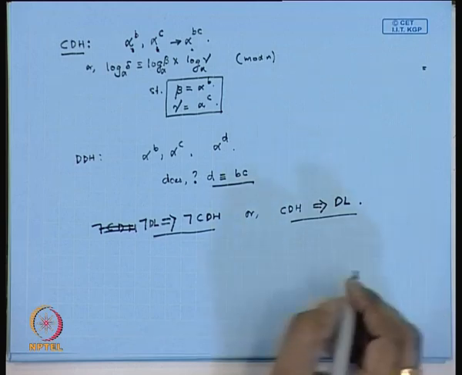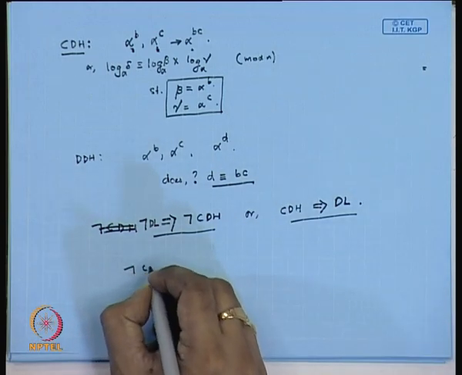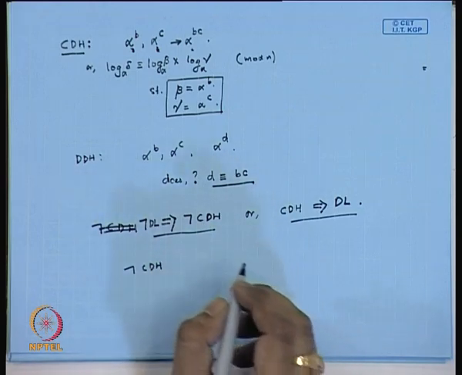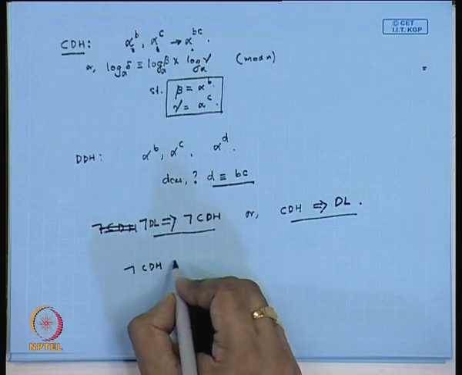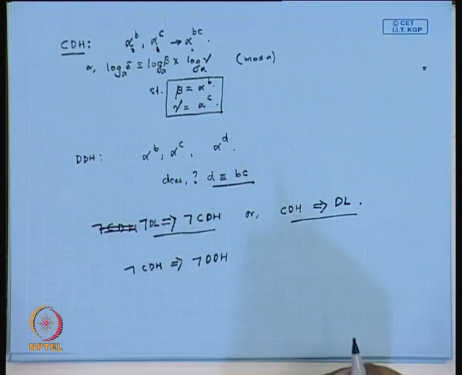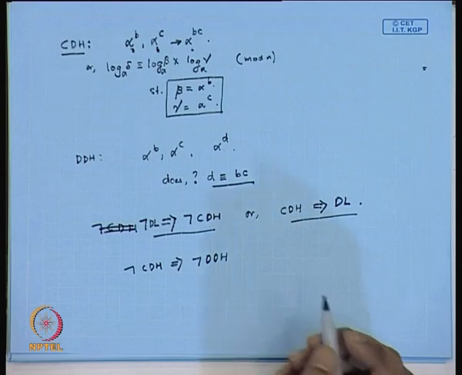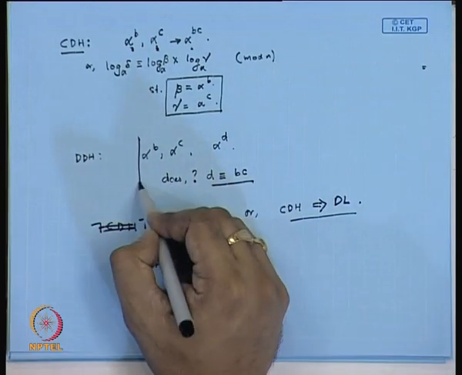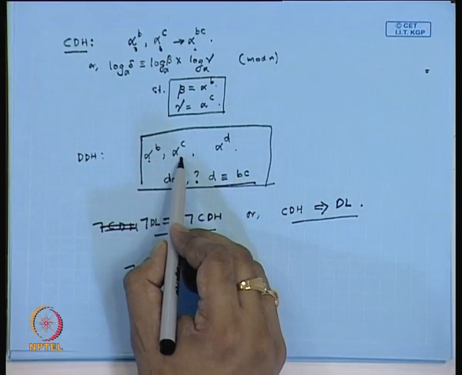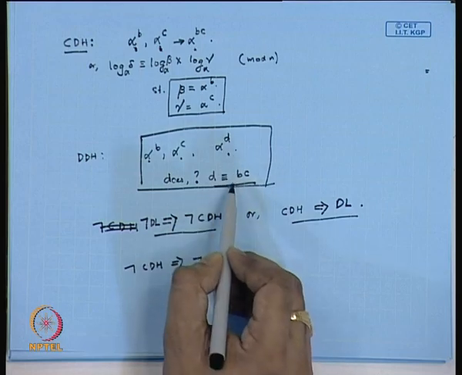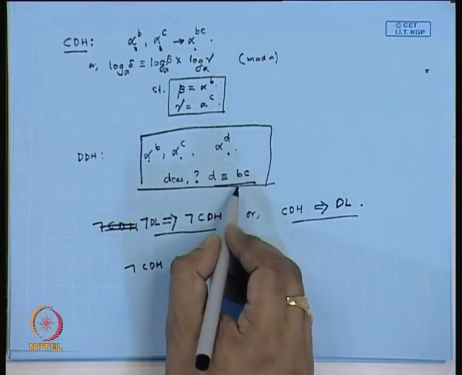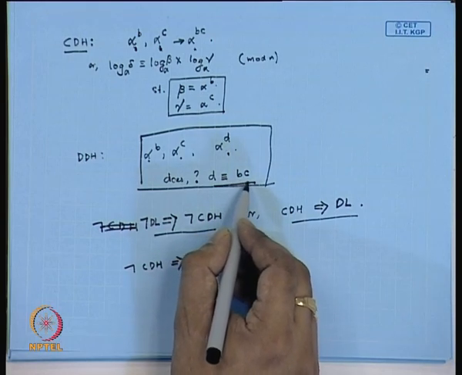Now, the other part: if the computational Diffie-Hellman problem is not hard, that means if you have a mechanism to solve the computational Diffie-Hellman problem, then you also have a mechanism to solve the decisional Diffie-Hellman problem. This is also very trivial. This is your decisional Diffie-Hellman problem, right. You have been provided with alpha power of b, alpha power of c, and alpha power of d, and you have to check whether d is congruent to b times c, right.